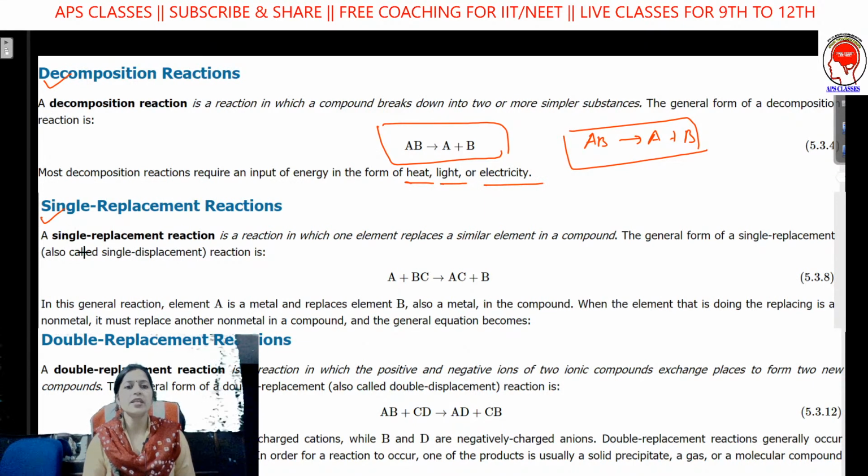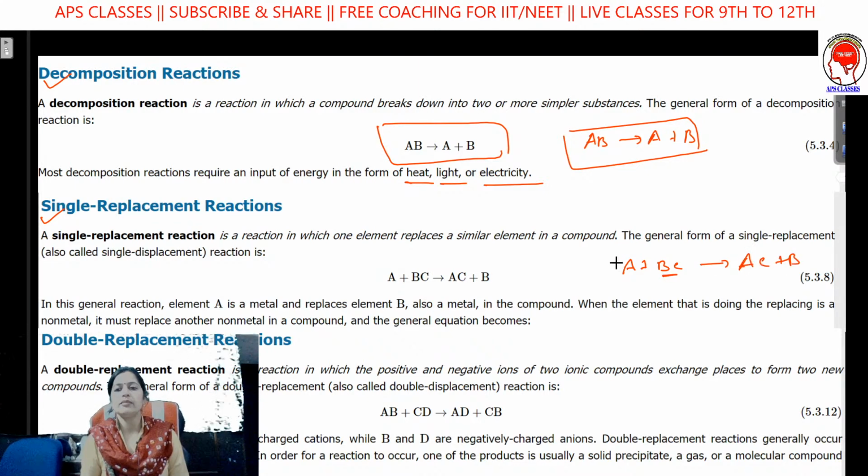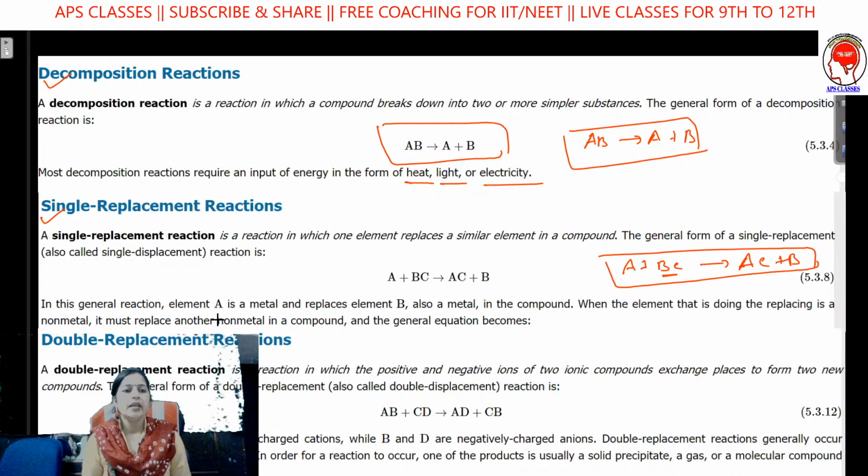Next is single replacement reaction. A single replacement reaction is a reaction in which one element replaces a similar element in a compound. The general formula of the replacement reaction is A plus BC gives rise to AC plus B, where A displaces B. So this is the single replacement reaction.